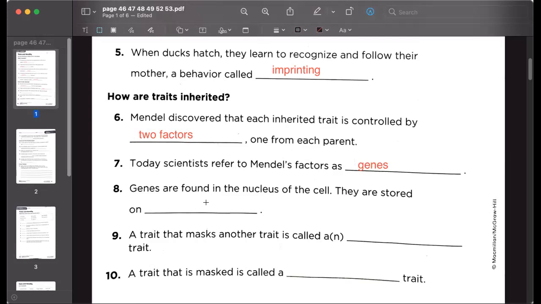Genes are found in the nucleus of the cell. They are stored on chromosomes. Second last, on page number 46: a trait that masks another trait is called dash. Dominant. DOMINANT.